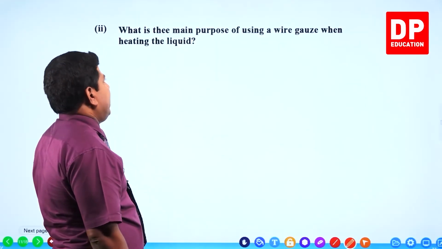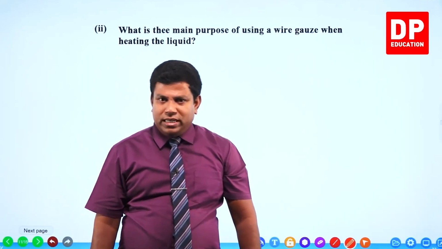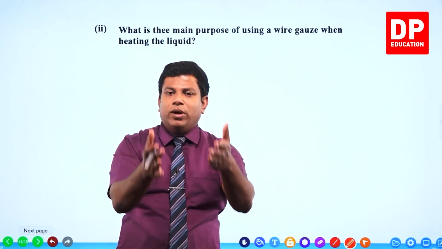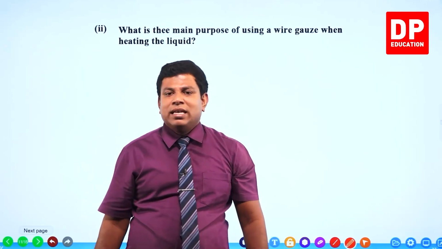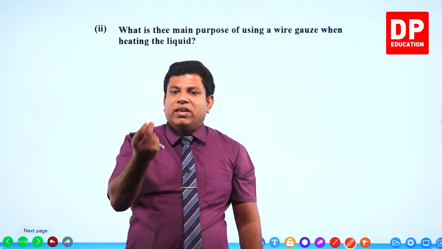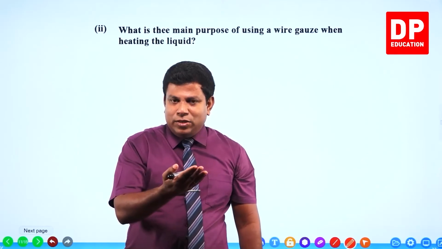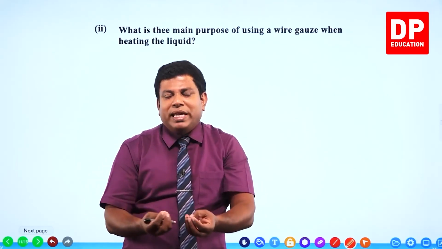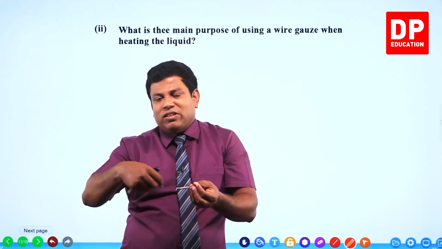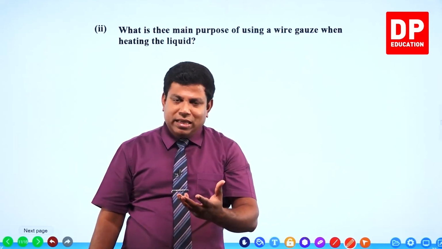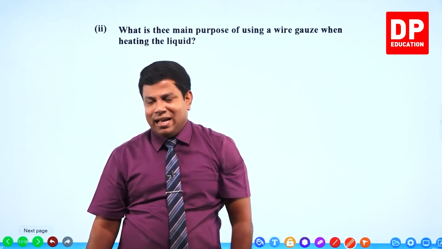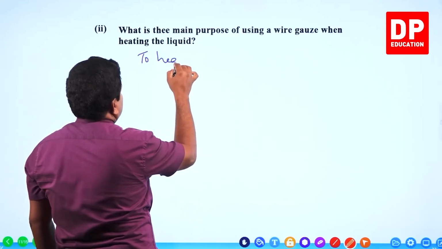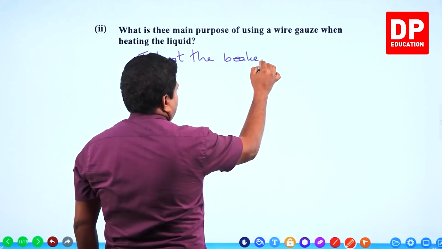What is the main purpose of using wire gauge when heating the liquid? I don't know how many of you have noticed, we keep a tripod. On the tripod we keep a wire mesh or wire gauge, and on top of that only we keep the beaker. So what's the purpose of that wire gauge? This flame is just going to give the heat at one point only. By keeping the wire gauge, you are spreading it. So the heat will be transferred to the beaker evenly everywhere. Otherwise at one place only it will be heated. Sometimes you have to stir heavily to spread that heat everywhere. Sometimes the beaker even gets overheated at one point and can crack. To avoid all that, we keep that wire gauge. So what's the purpose of the wire gauge? To heat the beaker evenly.